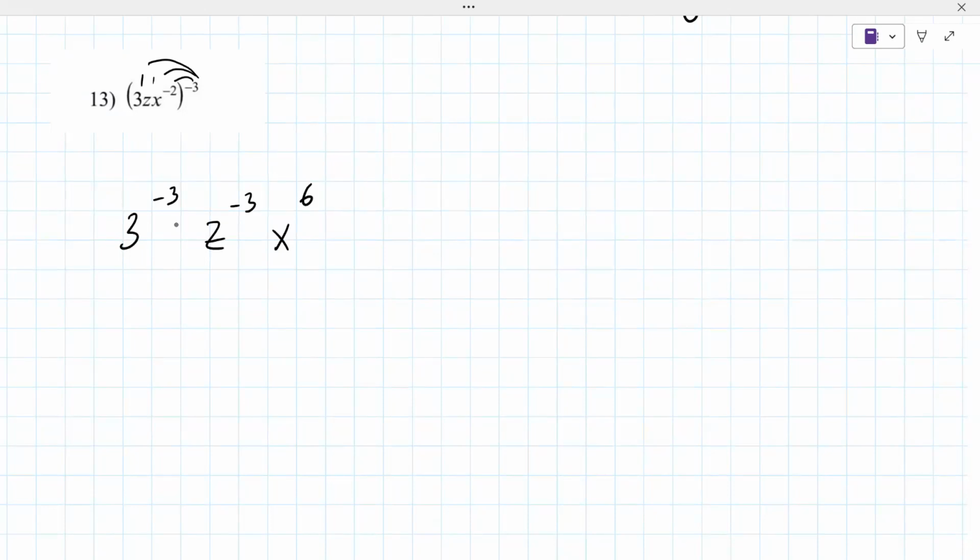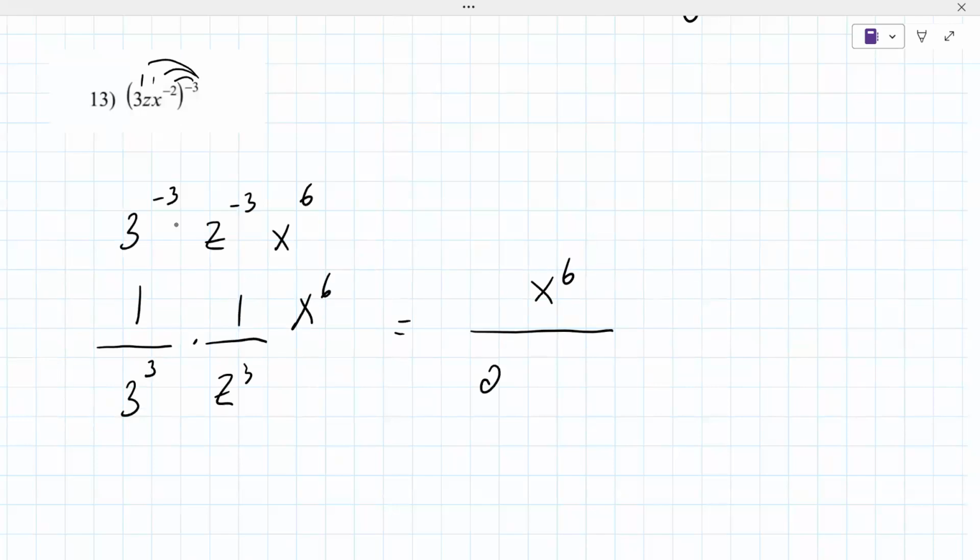Yeah. All right. Now we've done enough of these that I hope you know to write 1 over 3 cubed, 1 over z cubed. Is that okay? Yeah. All right. X to the 6 stays. So your final answer here is x to the 6 over 27 z cubed.